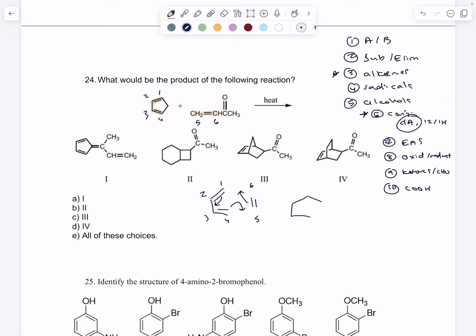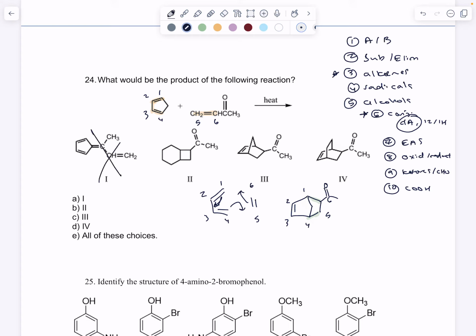So we get a new bond formed between 4 and 5, and 5 and 6. So 1, 2, 3, 4, 5, 6. And then this double bond went right here. And then I'm going to draw in my substituent. So we had a bond, 1 carbon between 1 and 4. And we have this ketone off of the other side. So I'm looking for a structure that looks like this.